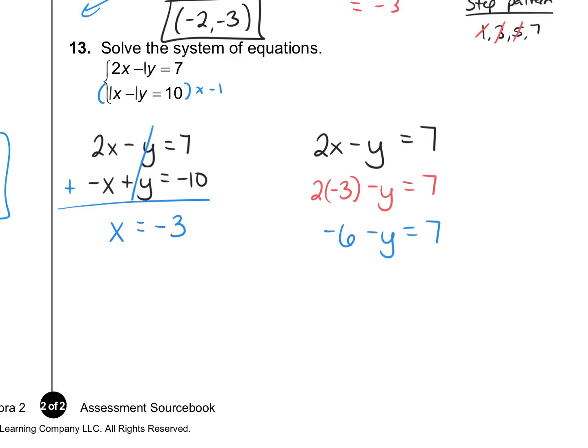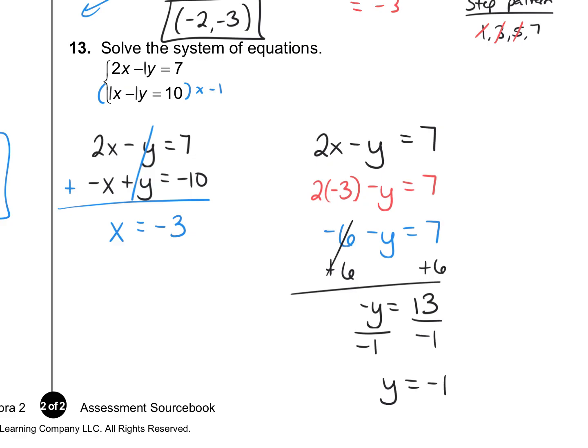From here, we add 6. So we get -y equals 13. But then what do we have to do next? We have to divide by -1. Divide by -1, which does give you -13. So I did have it right, even though I multiplied the bottom one by -2 and stuck it in the same. Oh, you can, yep, that's fine.